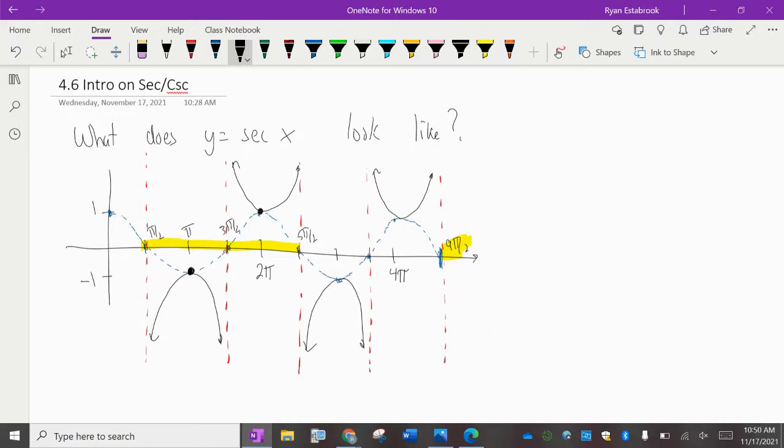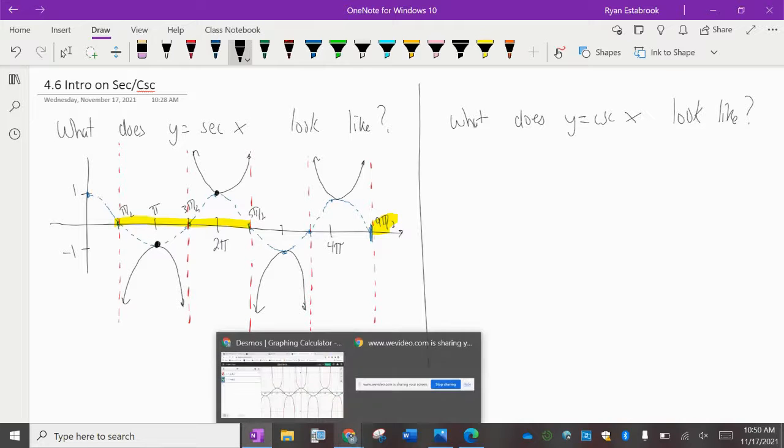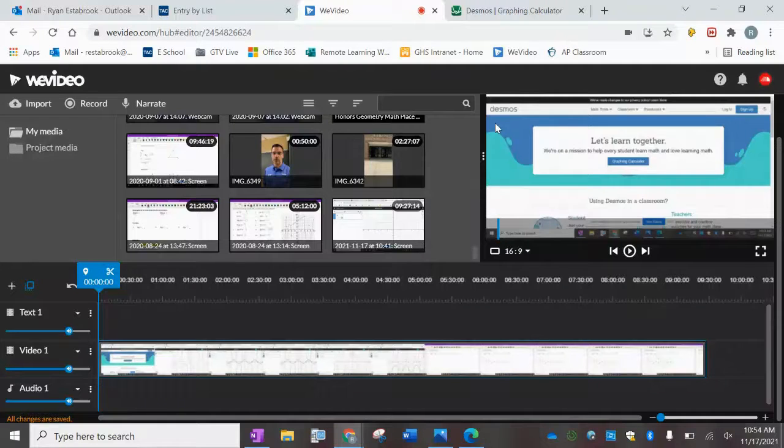What I want you to try is thinking about the same question. What does y equals cosecant of x look like? I'm going to pause for a moment and give you a chance to try to graph this one. If you want to use Desmos to give you a picture of it, think about what cosecant means, what its reciprocal is, and can you come up with what the drawing is going to look like? I'm also going to pause the video at this point.